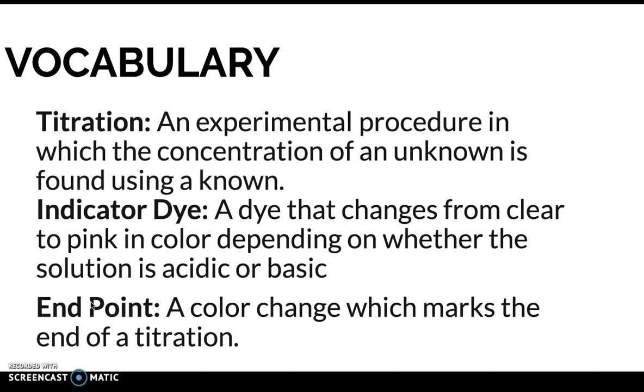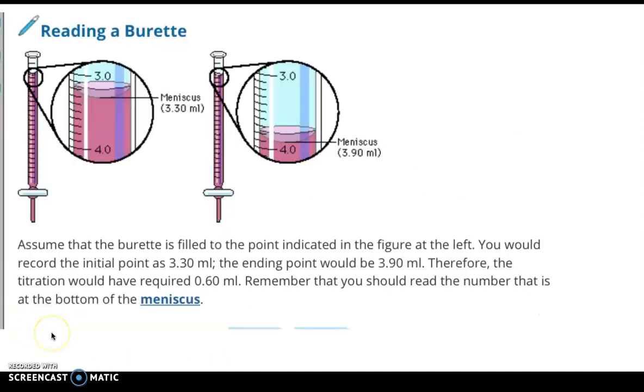It will remain clear, and once our reaction has become neutralized, our solution will turn a light pink. If it's too bright, that means it's more on the basic side and our solution isn't really neutral. The end point is a color change which marks the end of titration. So once we get that initial slight pink color in our titration experiment, that is referred to as the endpoint.